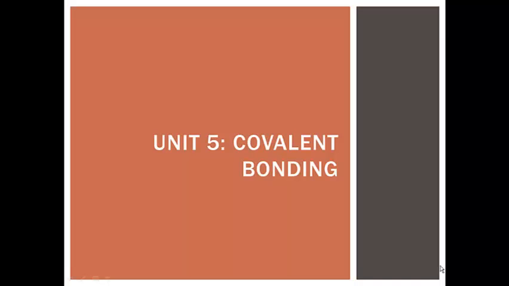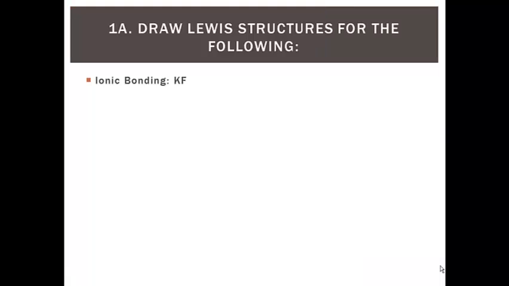Unit 5 was about covalent bonding. So the first question asks us to draw some Lewis structures. So we're going to start off with an ionic bond. Ionic bonds are always going to be single bonds, which is of course 2 electrons. So here I have potassium. And if you look on the table of elements, potassium is in the first column, which means that we've got 1 valence electron.